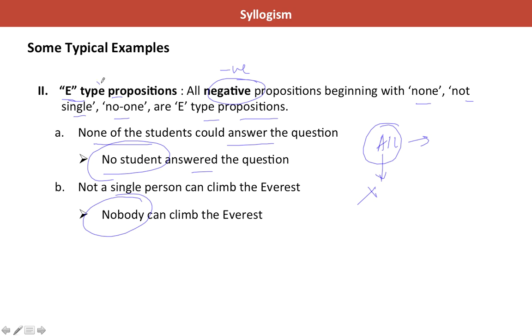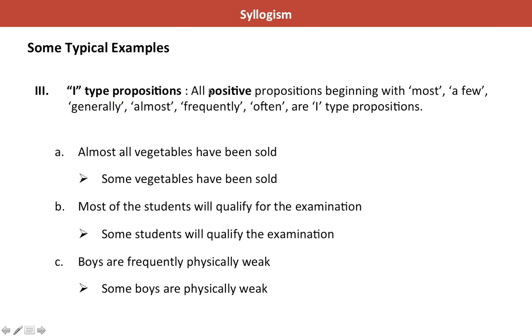Again, you don't need to remember the names. You just need to remember that if I have a statement like this, this is the conclusion. If I have a statement like this, then this is the conclusion. Let's move to the third type, I-type propositions. All positive propositions, the first thing, beginning with most, a few, generally, almost, frequently, often, are I-type propositions. For example, almost all vegetables have been sold. So what is the conclusion? That some vegetables have been sold.